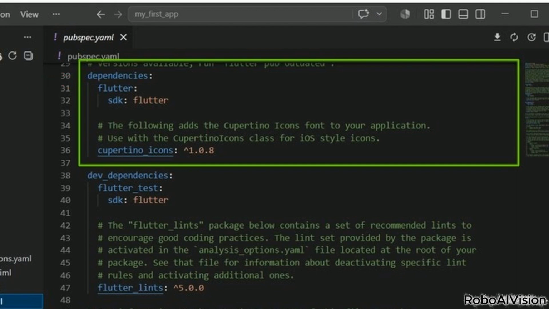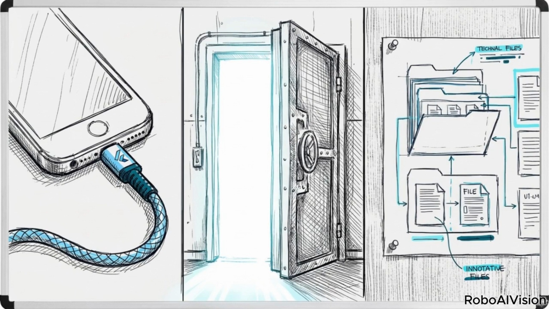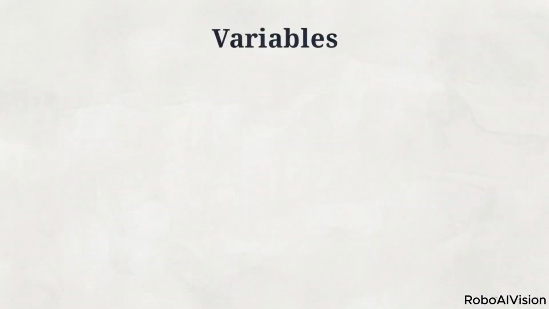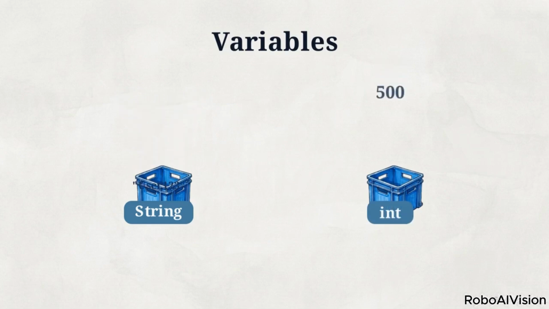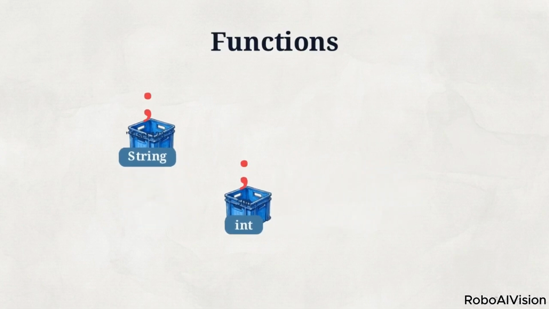With the hardware bridge open and the project folders mapped out, the final step is learning how to communicate with the Dart engine. In Dart, you store information inside variables. Think of them as designated storage boxes. Every box needs a data type label, like string for text or int for numbers, and every line of code must be sealed shut with a semicolon.